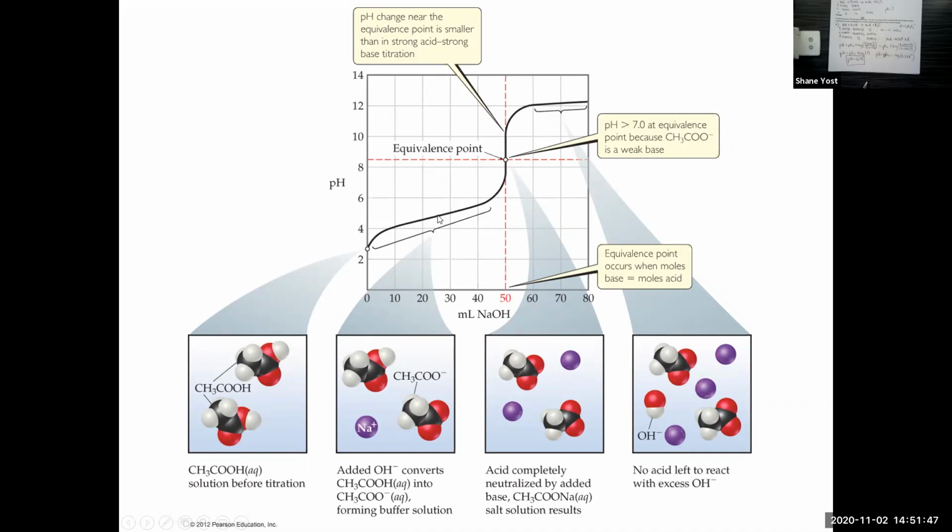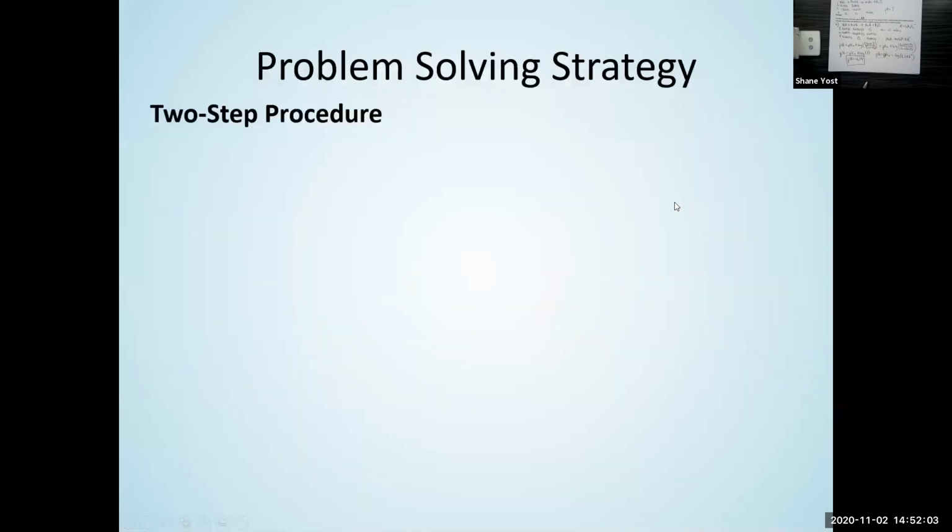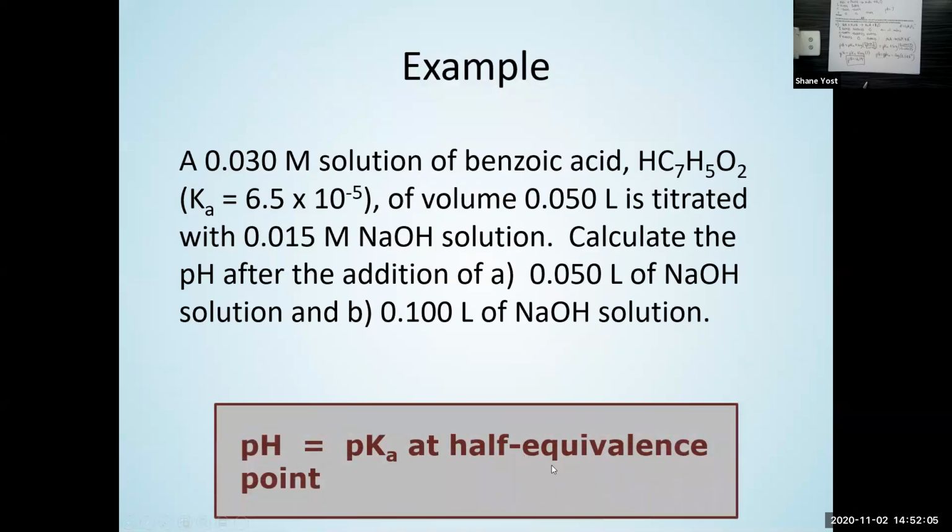So that tells me the pKa of acetic acid here is close to 5, based off going to half the equivalence point and seeing what the pH is. That pH is equal to the pKa when you're halfway to the equivalence point. That's true again for a weak acid being titrated with a strong base: the pH will equal the pKa at halfway to the equivalence point.